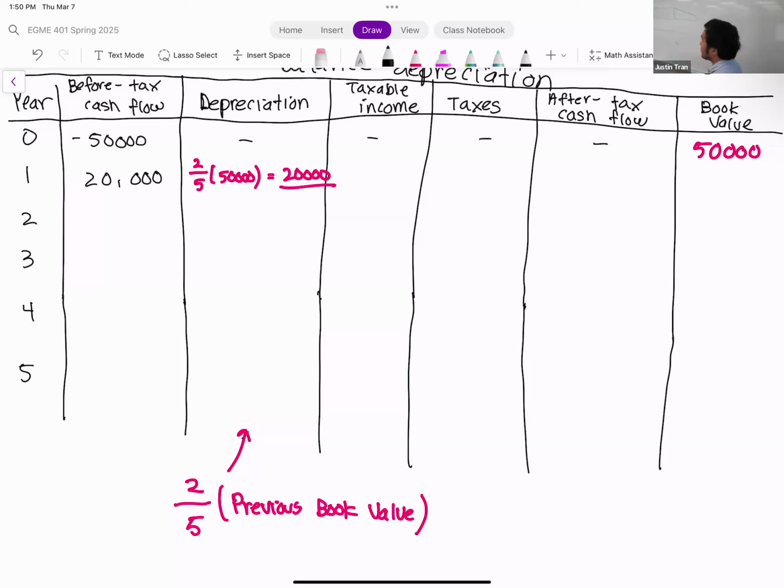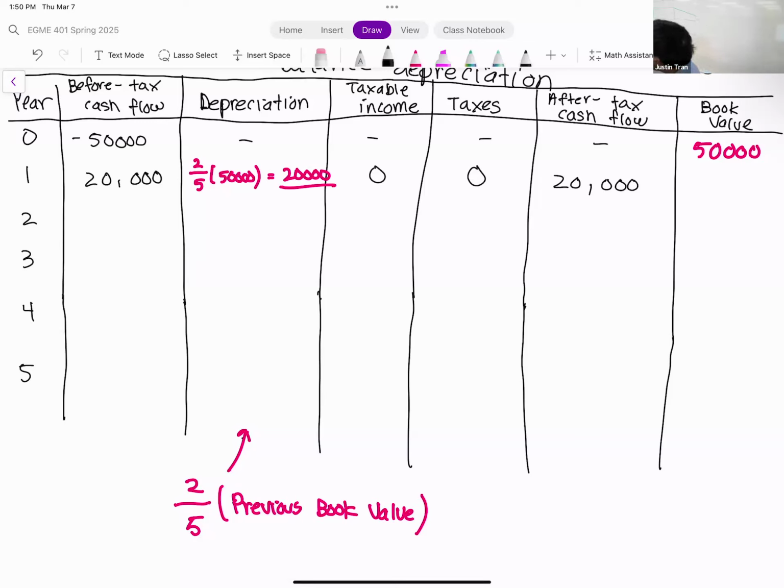All right. And so if our income is 20,000 and our depreciation is 20,000 as well, we subtract the two. That means in that first year, we have zero taxable income. And if we have zero taxable income, that means we pay zero taxes. So our after-tax cash flow in the first year is going to be 20,000, same as our before-tax cash flow because we didn't pay any taxes on that.